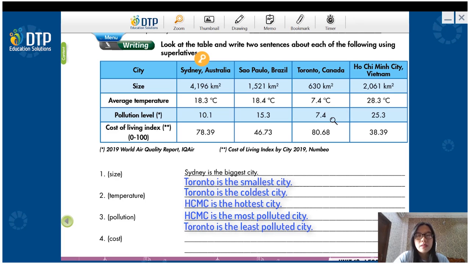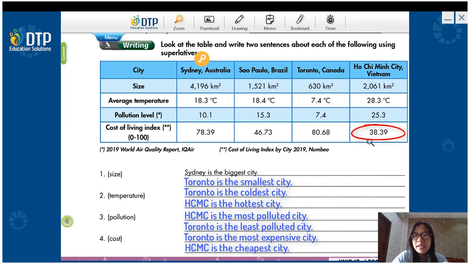Okay. And cost of living index, we have the cheapest and the most expensive. So, what is the most expensive city? Toronto. So, how do we write the sentence? Toronto is the most expensive city. And the second sentence is Ho Chi Minh City is the cheapest city.